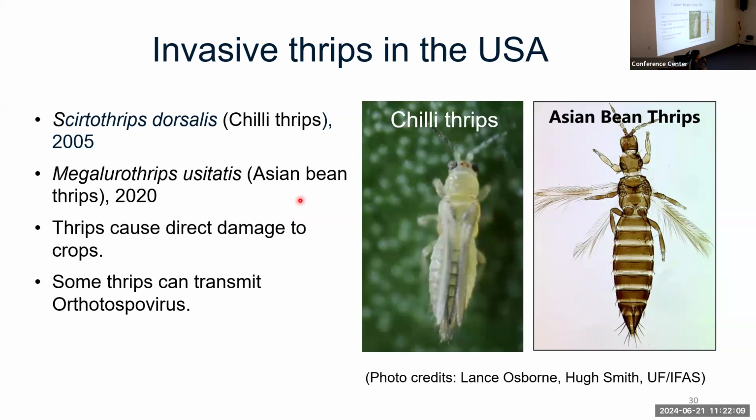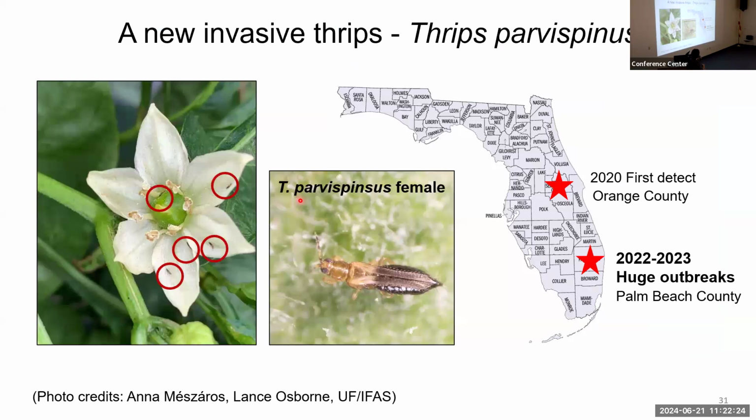So thrips can cause direct damage to crops by feeding and oviposition. And also, as we mentioned, some of them can transmit viruses. So that can be bigger problems. This is the Thrips parvispinus female, you can see the photo here on the slide. And they hide in the pepper flowers like this. It was first detected in Orange County in 2020. And then in the 2022 and 23 growing season, they caused huge damage on pepper crops. So they almost experienced 100% total loss. So it's a big problem.